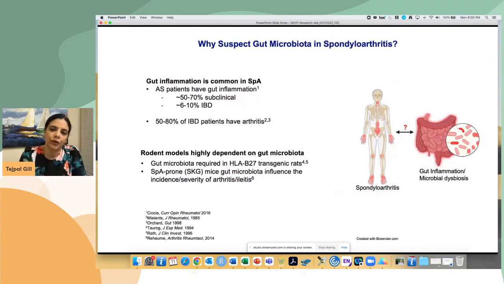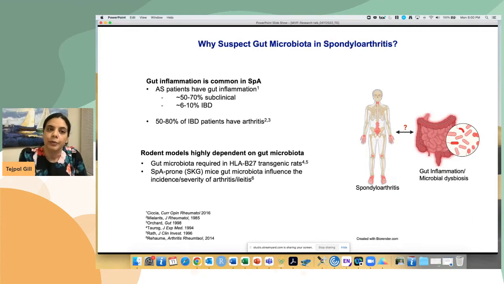So, before we go into the role of the microbiome, why do we even suspect gut microbiota in spondyloarthritis? Well, because of the overlap, or the presence, of gut inflammation in spondyloarthritis. And as has been shown for the last decade or more, gut inflammation is associated with microbial dysbiosis.